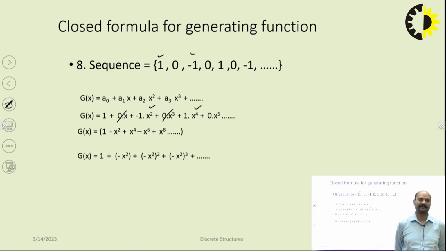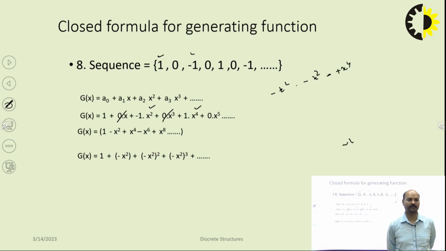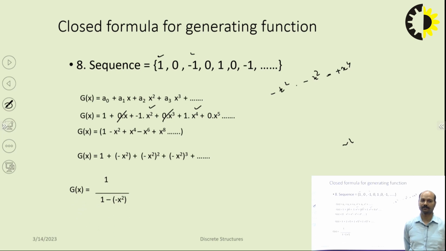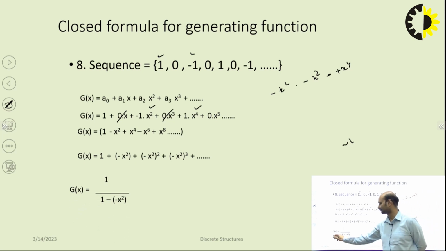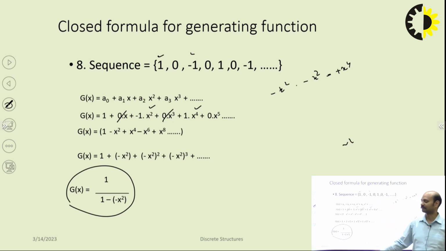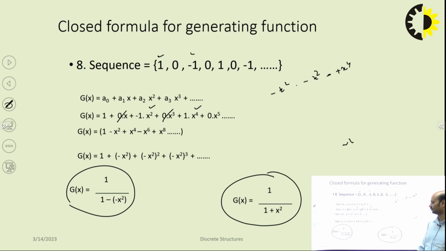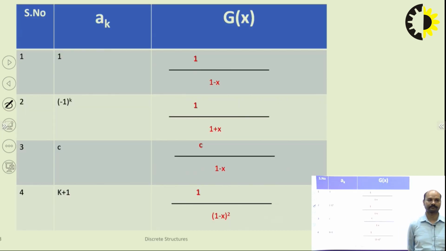So we can write in these terms: 1 plus (minus x) squared, then plus (minus x squared) whole squared, which becomes plus x squared multiplied by minus x squared, that is equal to plus x to the power 4. So all the terms come. Then what is the closed formula? That is 1 upon (1 minus x) whole squared, or we can multiply the minus inside. Then what will we get? That g(x) is equal to 1 upon 1 plus x squared.